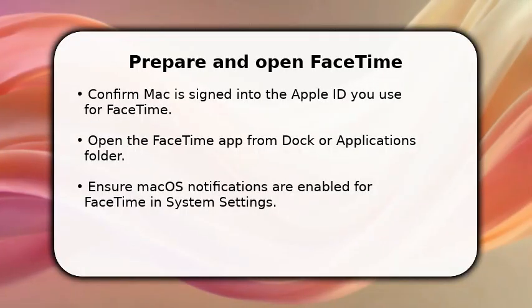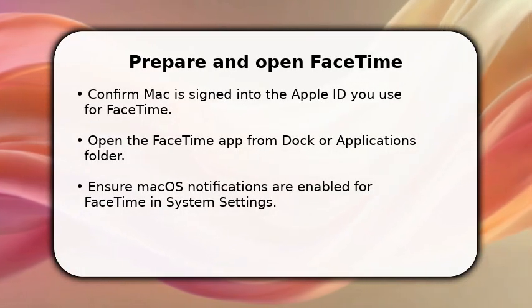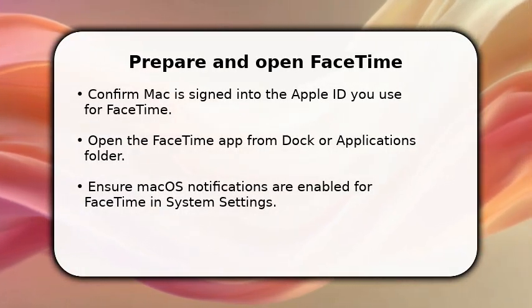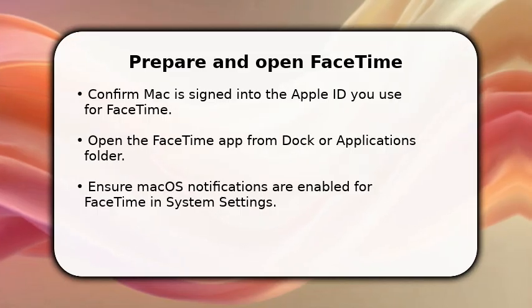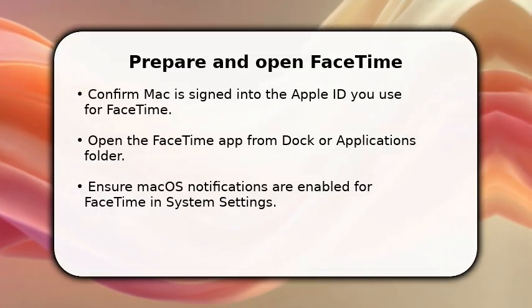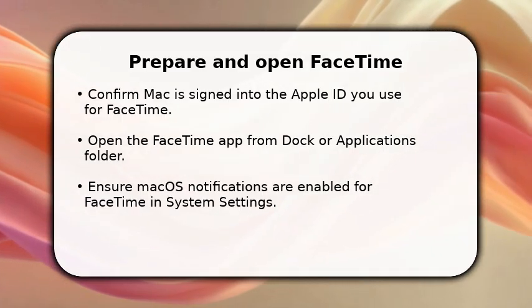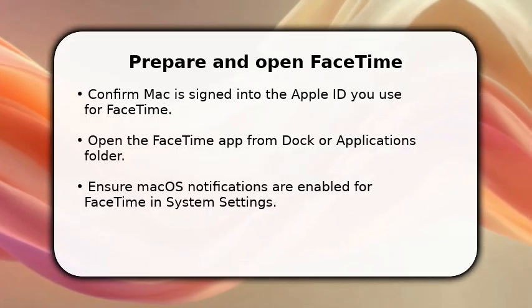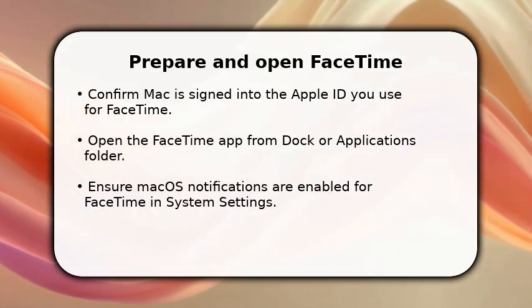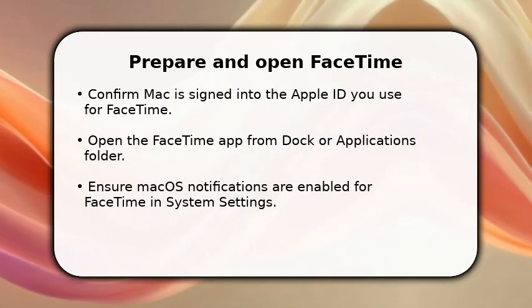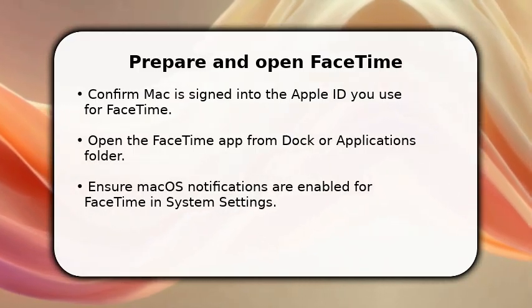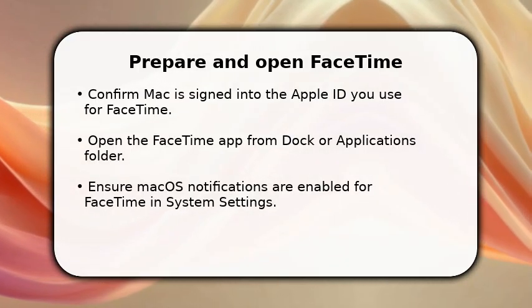You'll start by using the FaceTime app and the correct Apple ID. This ensures you're disabling calls for the right account. Open FaceTime now from your Dock or Applications folder. Once open, glance at the top left to confirm the signed-in Apple ID. Then, make sure notifications are active in System Settings so you can toggle behavior later.